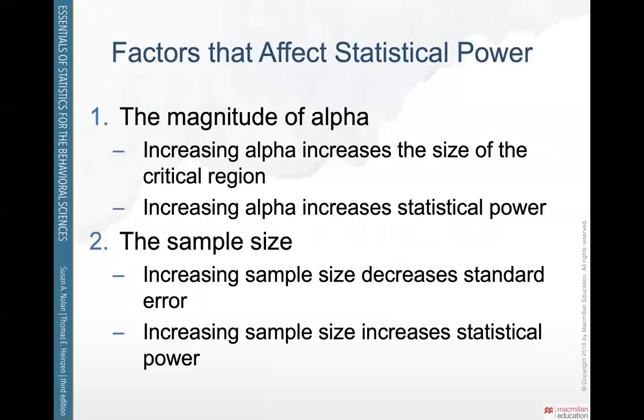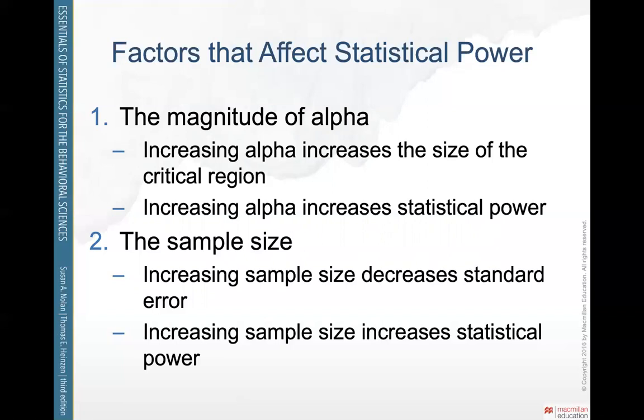So the book talks about 5 factors that affect statistical power, but I'm not going to talk about all 5 factors. I'm only going to talk about 2 of them. They're arguably the 2 most important. The magnitude of alpha and the sample size both influence statistical power. If you remember, our alpha level, which is common in psychology, is 5%, which means that if you add the area in the 2 tails of our distribution, 5% of the total distribution will be in those 2 tails.